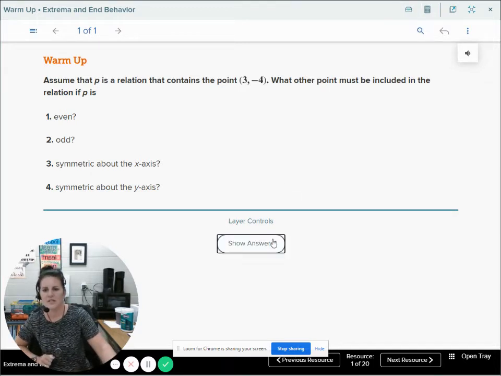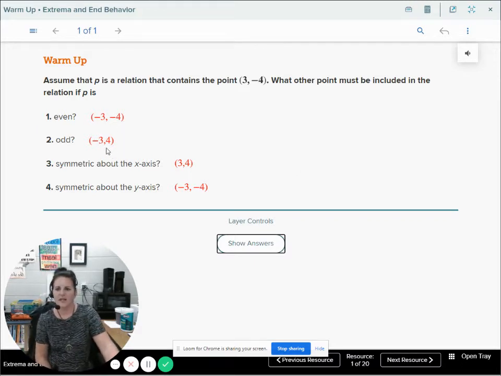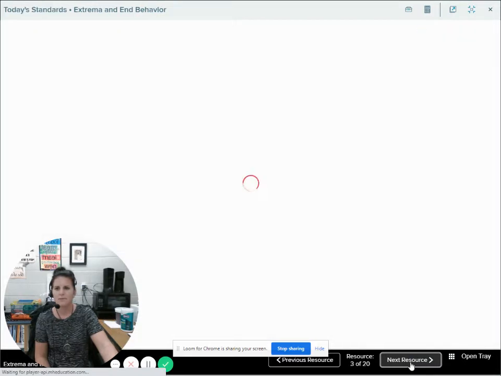All right, so let's look at the answers. We've got (-3, -4), (-3, 4). It's symmetric about the x-axis, (3, 4), and it's symmetric about the y-axis, (-3, -4). So we are going to move right on into the lesson.